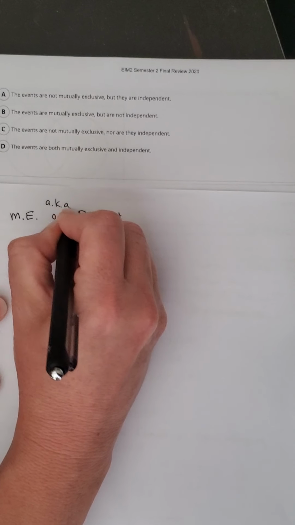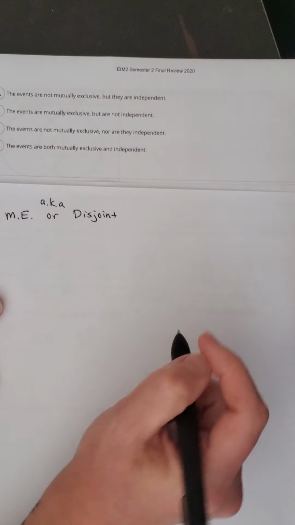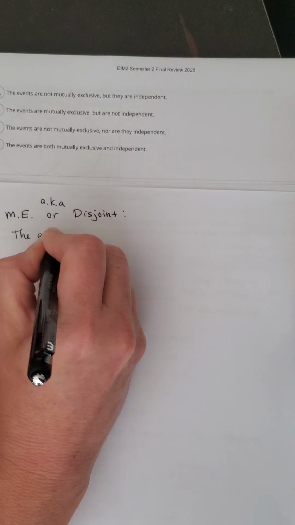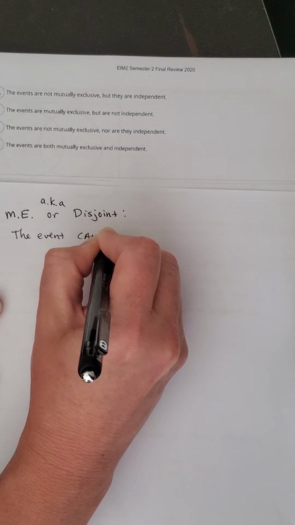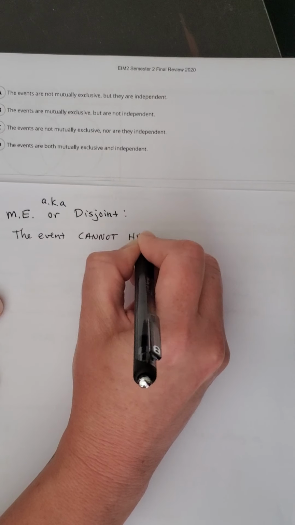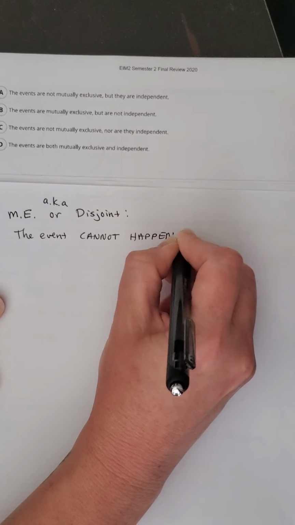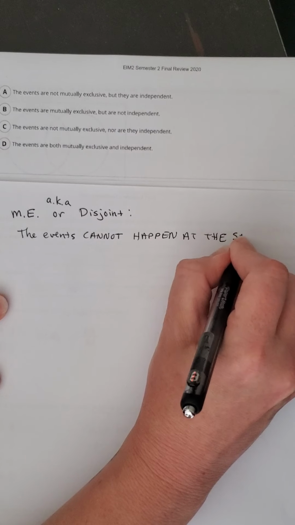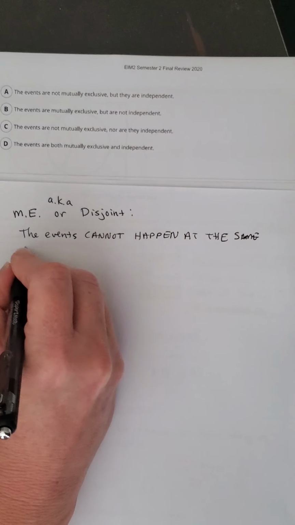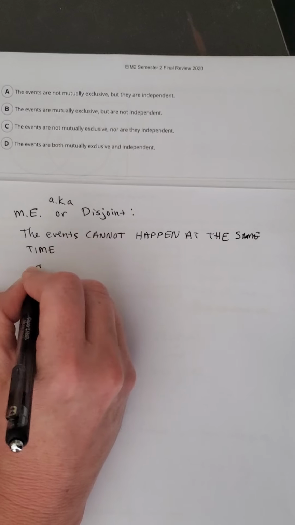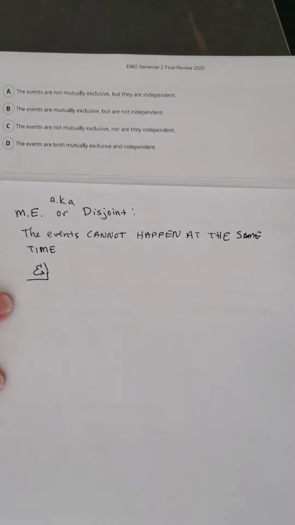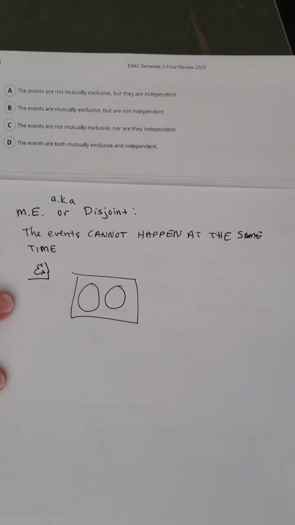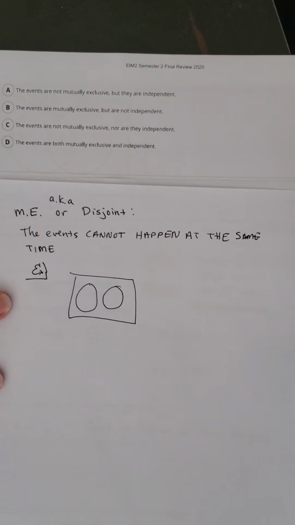Also known as disjoint. Mutually exclusive or disjoint means the events cannot happen at the same time. Oops, the events cannot happen at the same time. So let me give you an example of that. In a Venn diagram, there's no overlap, right? They don't touch.